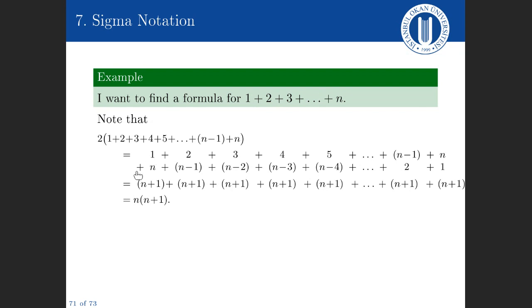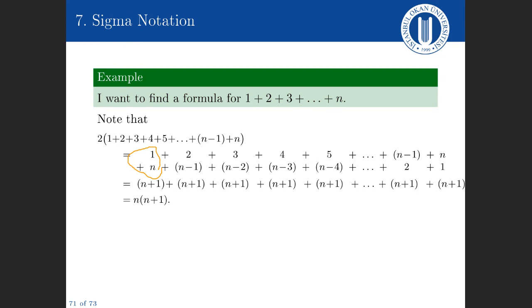Starting at the biggest number, plus n, and then the next biggest number, plus n minus 1, plus n minus 2, plus n minus 3, etc. And finishing at plus 2 plus 1. Why have I written it like this? Because, look at the first 2 numbers.